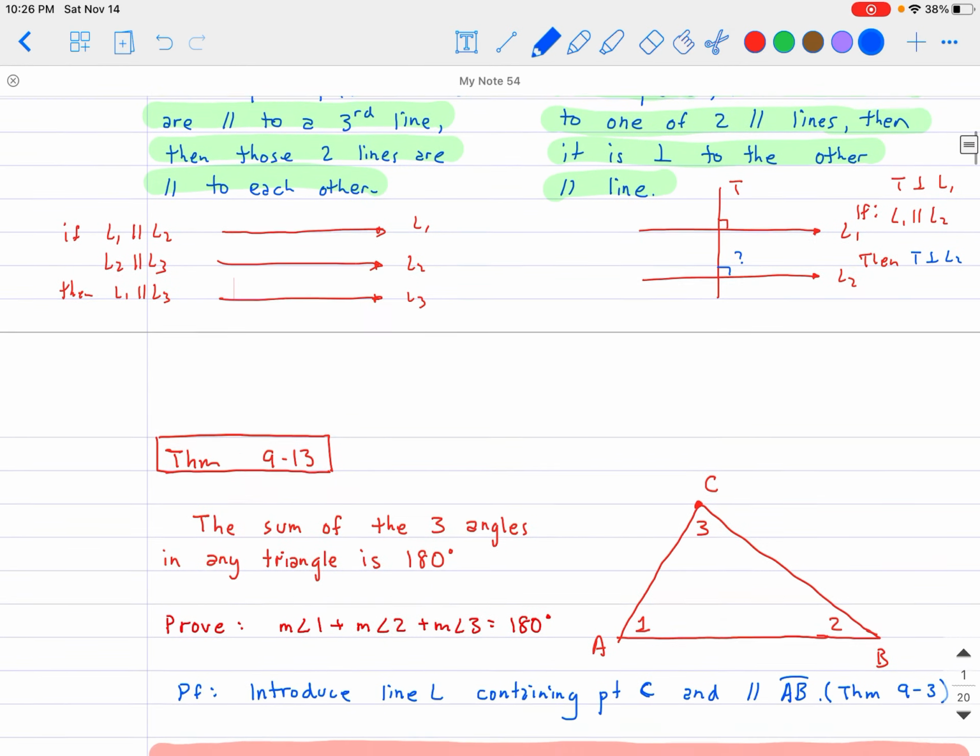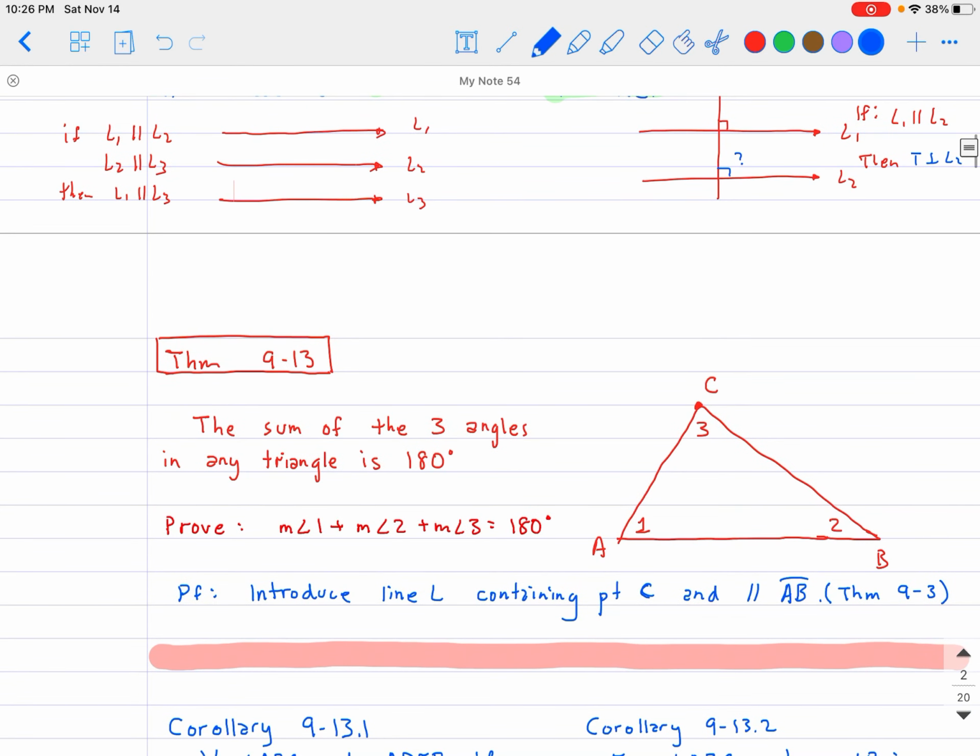Okay, so now let's go ahead and move into 9.4, which is the very important theorem that you guys have all been waiting for, because this is something that we can finally prove after all this time. So here it is, theorem 9.13. It says that the sum of the three angles inside any triangle is equal to 180 degrees.